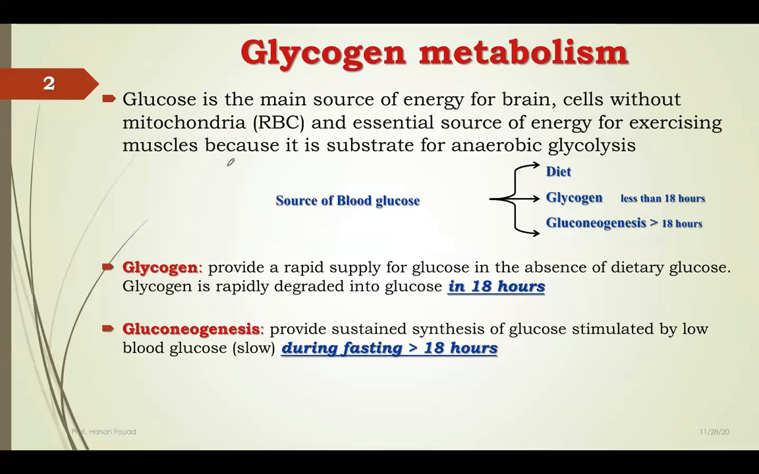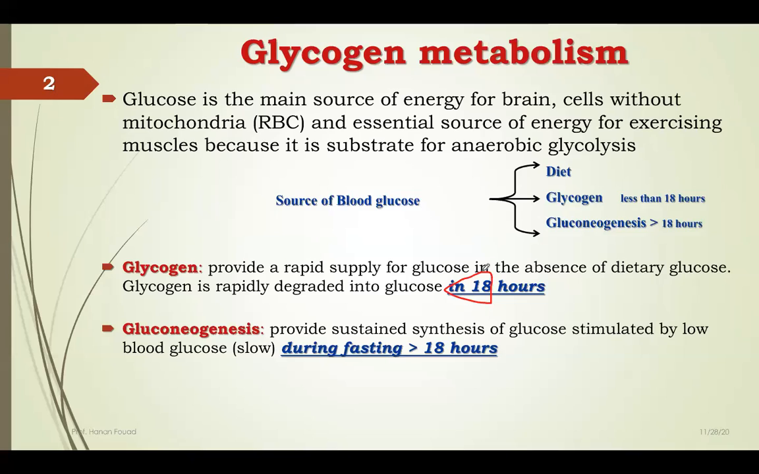What is the function of glycogen? Glycogen is a store of energy in our body. This is a storage form of glucose in our body. It helps to supply blood glucose during fasting less than 18 hours. If you look, during Ramadan, Muslims fast. They don't eat or drink for about 17 or 18 hours.